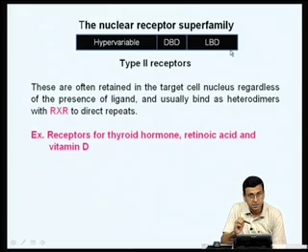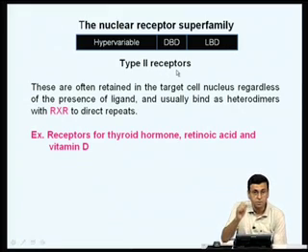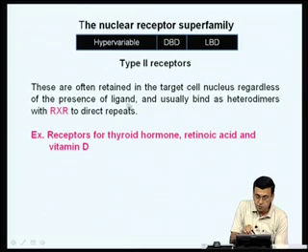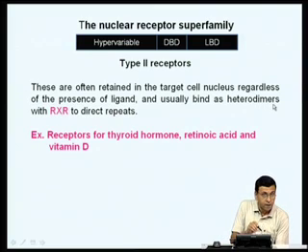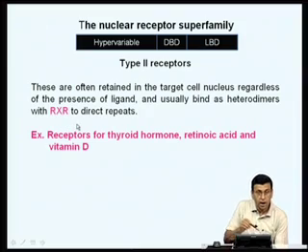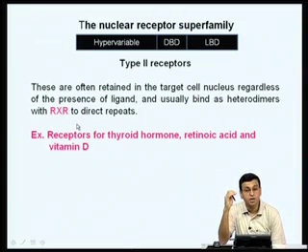But the important characteristic features which distinguish the type 2 receptors from type 1 receptors are that these receptors are often present in the target cell nucleus regardless of the presence of a ligand. So, whether the ligand is there or not, the receptor is already present in the nucleus, and usually they bind as heterodimers with another important receptor called Retinoid X receptor or RXR, and to sequences which are direct repeats.